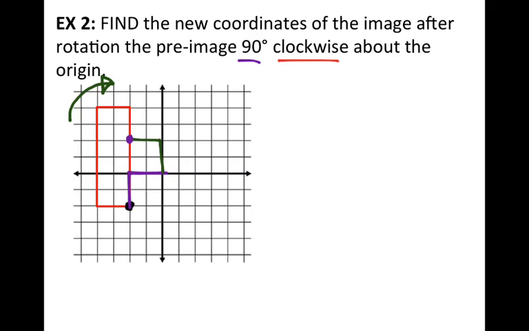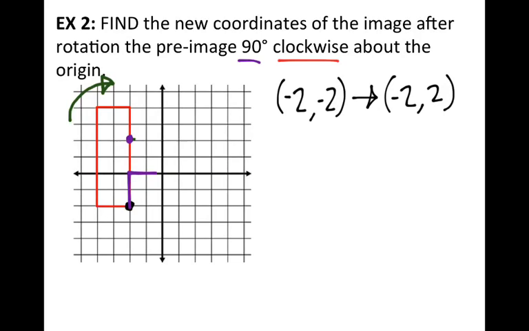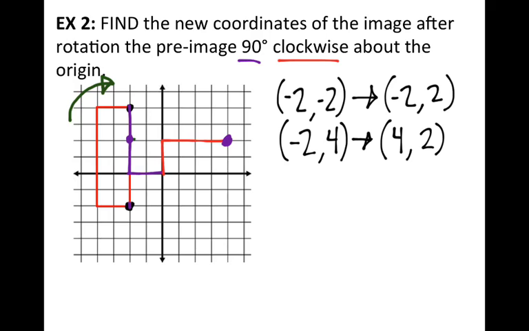And so I'm going to plot those 2 points, and I get (-2, -2) maps to (-2, 2). And then we go to our next one. I'm going to plot this point here, and it looks like it's (-2, 4). So I rotate that 90 degrees clockwise, and I get up to the right, (4, 2). That ordered pair, (-2, 4), turns into (4, 2).